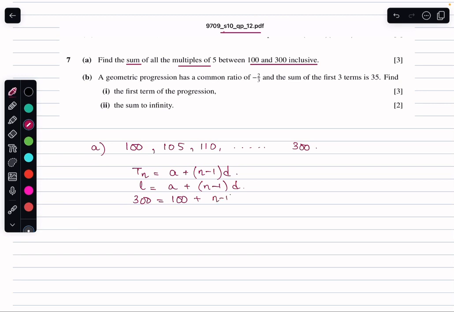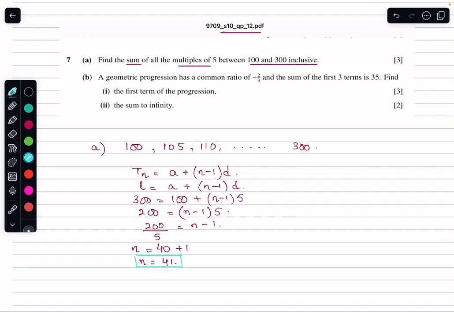We don't know this value of n, but we know that for multiples of 5, the common difference has to be 5 here. So 300 minus 100 gives me 200, which equals n minus 1 times 5, or I can say 200 divided by 5 equals n minus 1, or 40 plus 1 equals our n value. So our n comes out to be 41. That means the total number of terms I shall be having here is going to be 41.